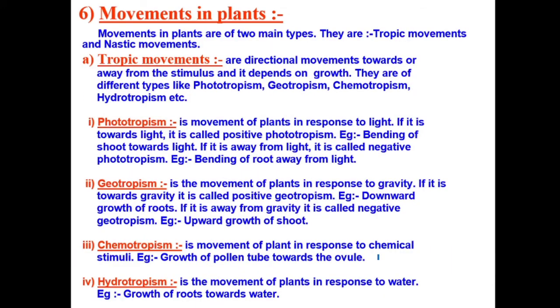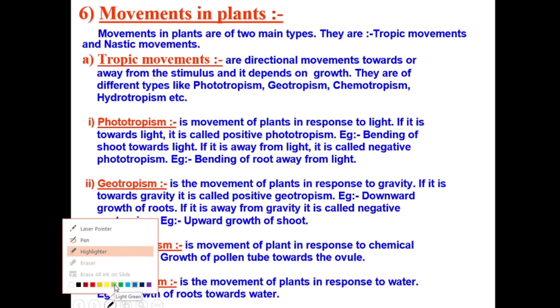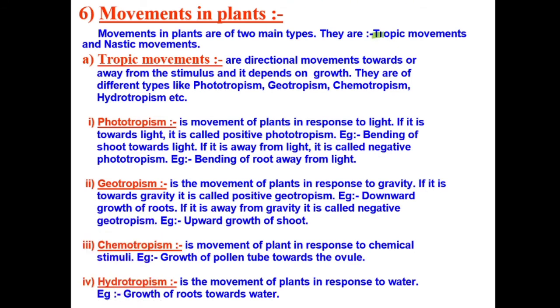Now plants also show some movement. What type of movements plants show? Plants show mainly two types of movement. What are those two types of movement? They show tropic movement. Tropic movement is also called directional movement, and they'll also show Nastic movement, that is non-directional movement. So two types of movements plants show, that is tropic movement, which is directional movement, and Nastic movement, which is non-directional movement.